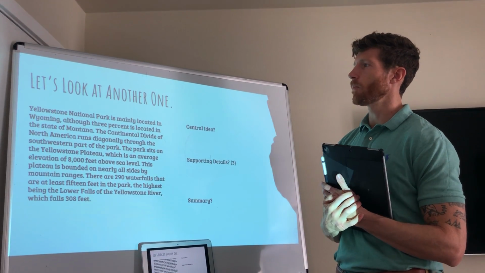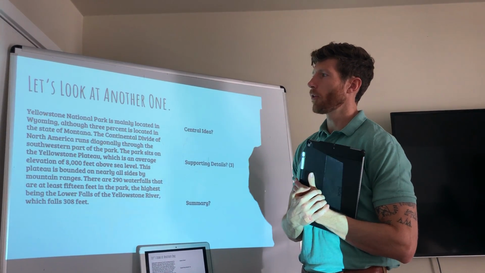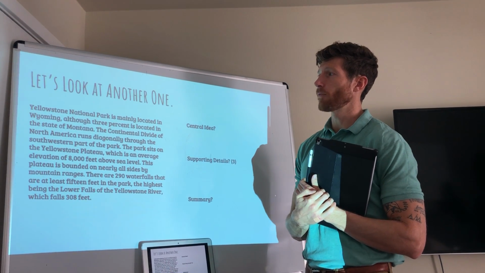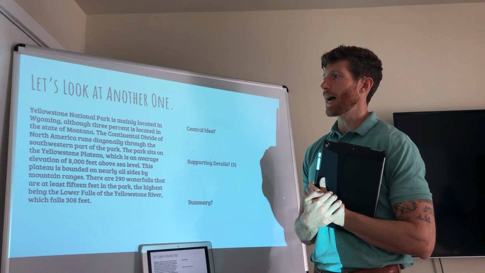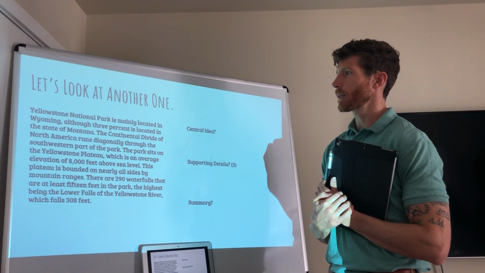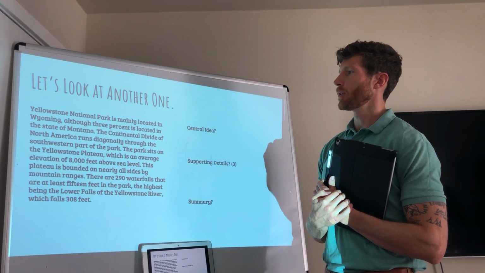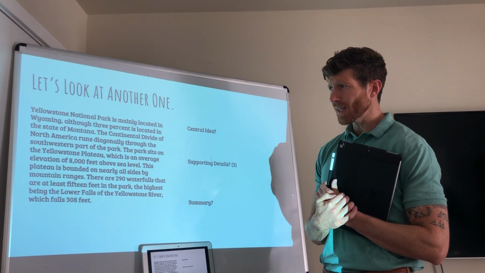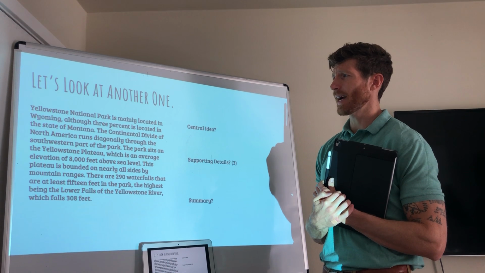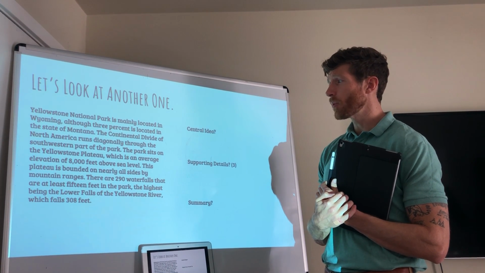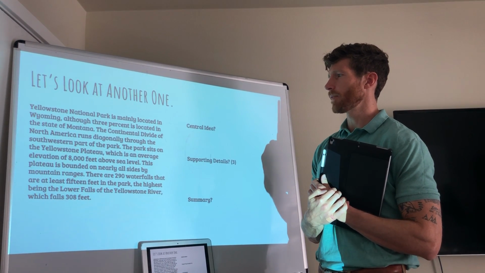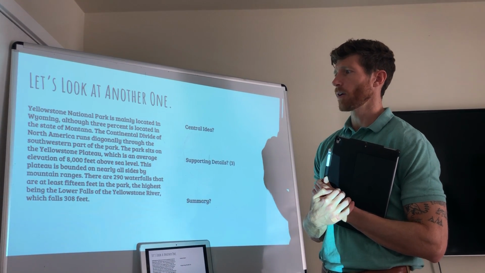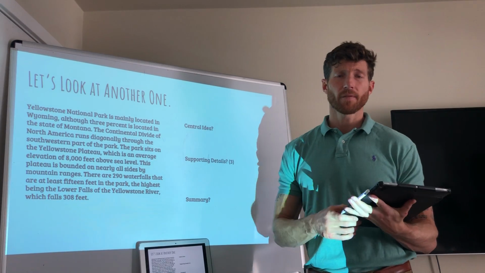Yellowstone National Park is mainly located in Wyoming. Although 3% is located in the state of Montana, the Continental Divide of North America runs diagonally through the southwestern part of the park. The park sits on the Yellowstone Plateau, which is an average elevation of 8,000 feet above sea level. This plateau is bounded on nearly all sides by mountain ranges. There are 290 waterfalls that are at least 15 feet in the park, the highest being the lower falls of the Yellowstone River, which falls 308 feet.